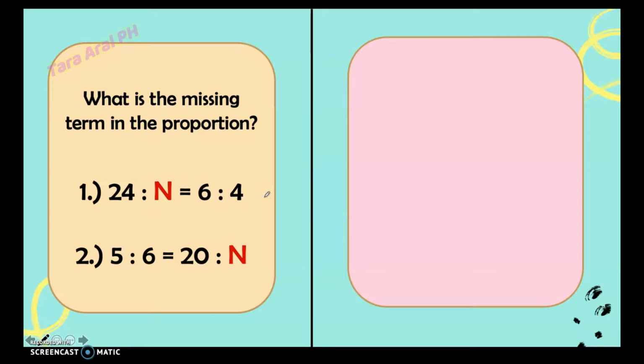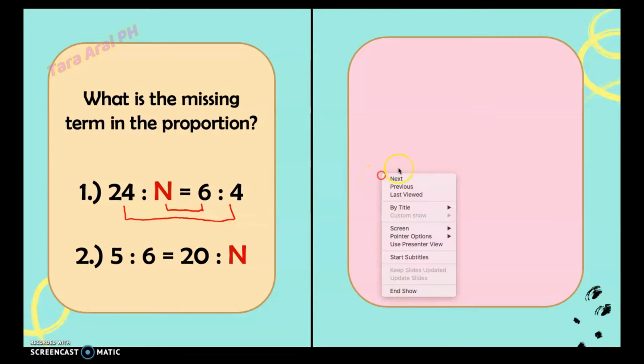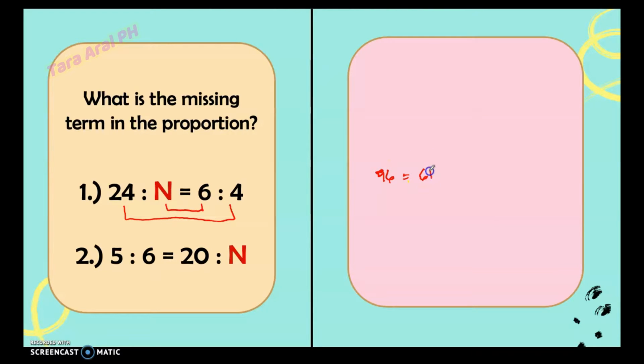Next, let us find the missing term in the proportion. As you can see, we write the letter N for the missing term. To find the missing term in this proportion, what we have to do is to multiply to get the product of the means and the product of the extremes, and we need to equate the two. So we have 24 times 4 is 96, and 6 times n, since we cannot combine that, we can write 6n.